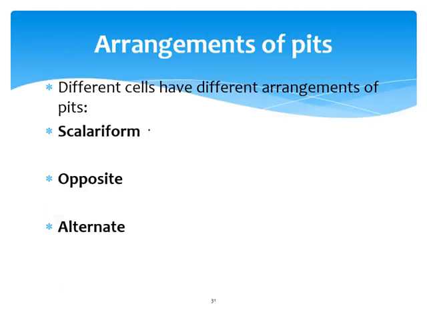On the basis of the arrangement of pits, we further classify the pits into three forms. Here we have scalariform, opposite, and alternate. In scalariform, the pits are arranged in transverse rows, while in opposite, the pits are on one line and in pairs, and in alternate, the pits of two linear rows alternate with each other simply.